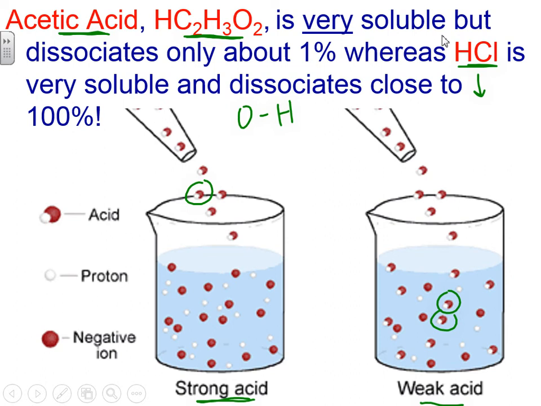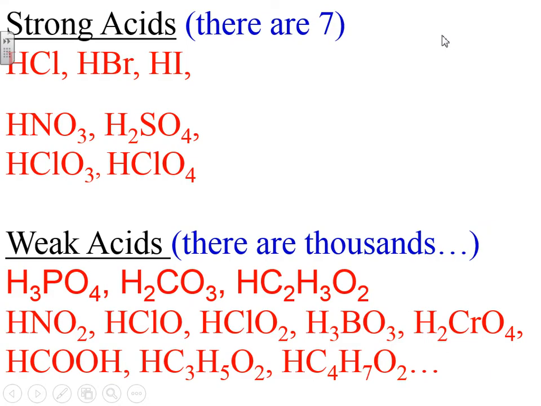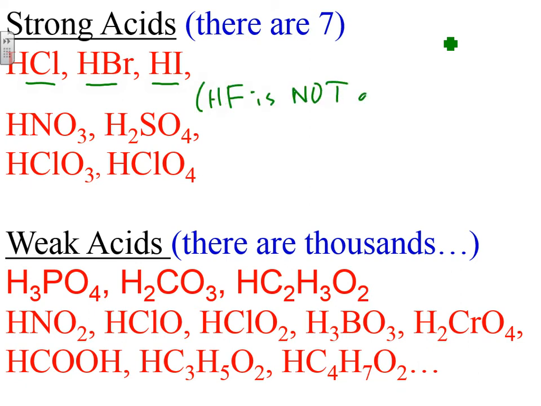in a later video. So we have 7 acids that are considered strong acids. 3 of them are binary: hydrochloric, hydrobromic, hydroiodic. Notice that hydrofluoric is missing, so HF is not a strong acid. In fact, it's a famous weak acid, even though it has dangers of its own, but it does not dissociate. That's what we mean. It does not dissociate.